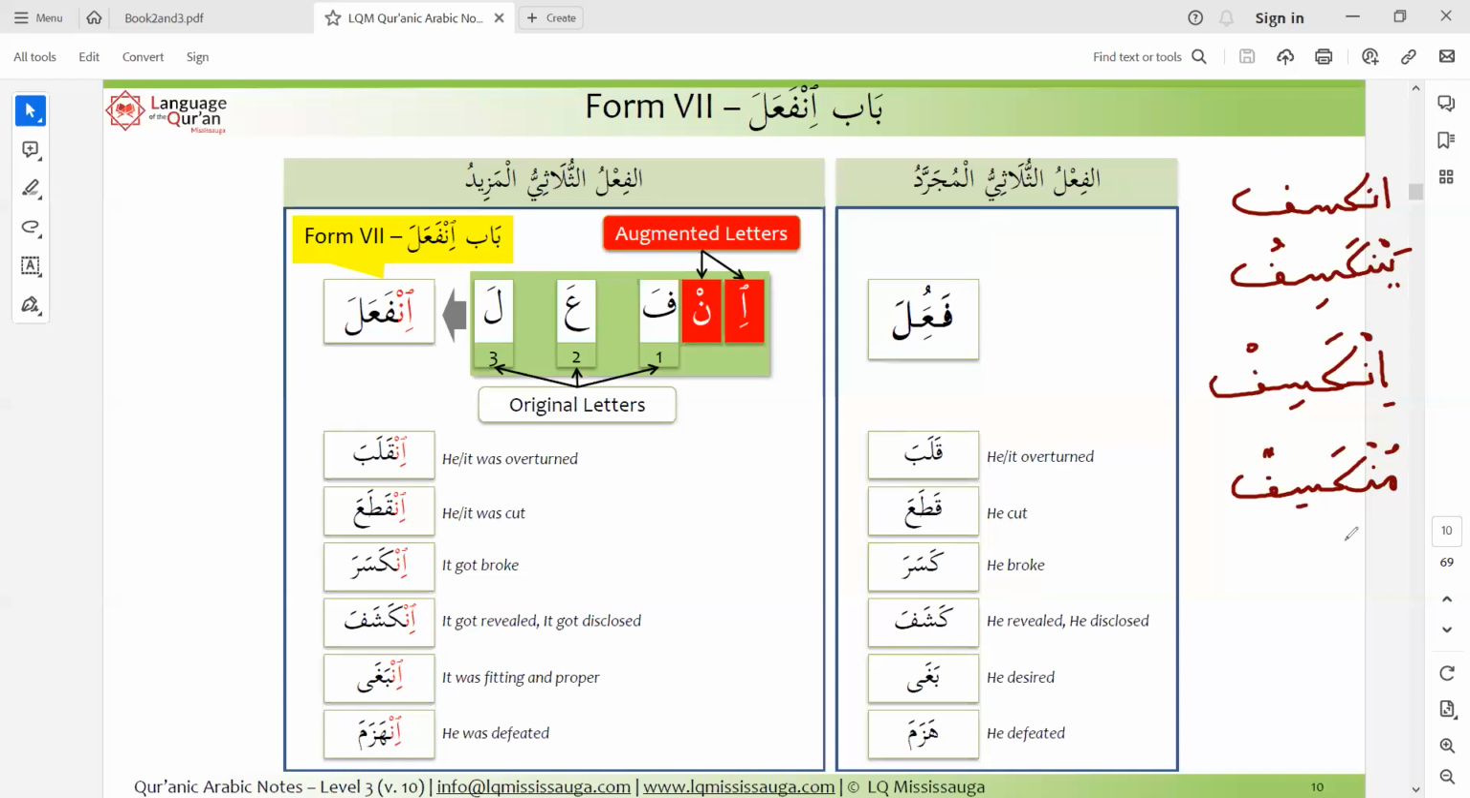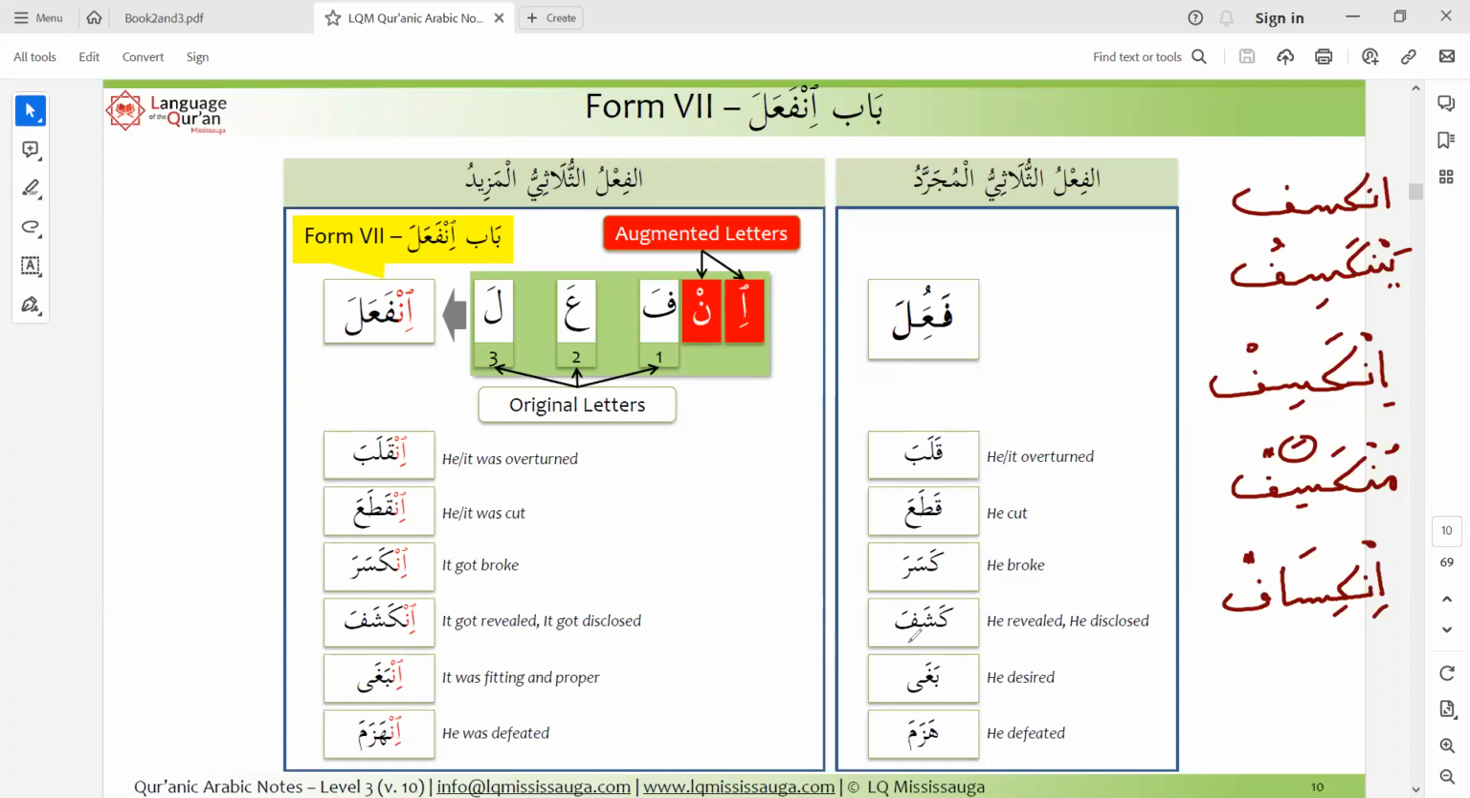Munkasifun. And munkasafun, I'll just write it there. And the masdar from this is inkisaf. Inkisaf is the eclipse. Similarly, we have inkashafa. Kashafa means to reveal, and inkashafa means it got revealed.